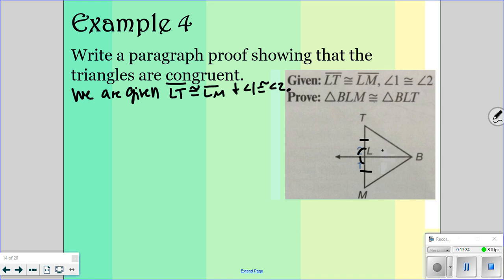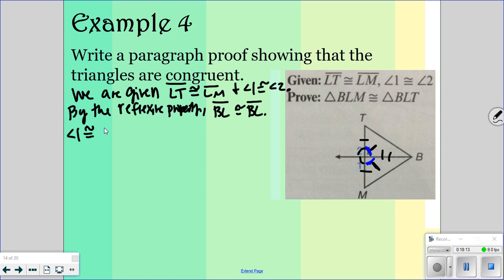We know from the reflexive property that side BL is congruent to itself. So that takes care of the 2 sides. And then all you have to do now is prove that this angle and this angle are congruent. So the way that you have to do that, this angle 1 is congruent to this angle here, and this angle 2 is congruent to that angle there. That's the first thing you have to do.